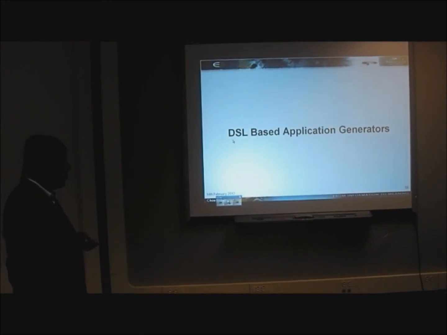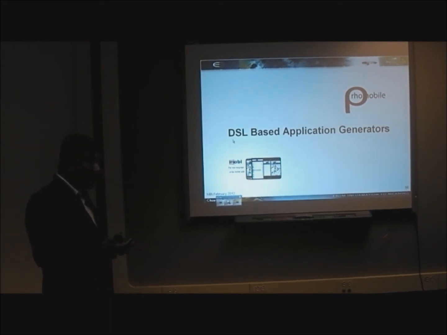Similarly, if you think of DSL-based application generators, there's something called Rhomobile. Rhomobile, I suppose, came up in 2007. In 2007, they were a really small company. What they did was they provided this nice little way of writing a piece of Ruby code, HTML and CSS, and converting that to a mobile phone application. So it doesn't matter whether you are trying to go for, say, iPhone, then Android or BlackBerry or whatever the mobile platform, they would let you generate one.